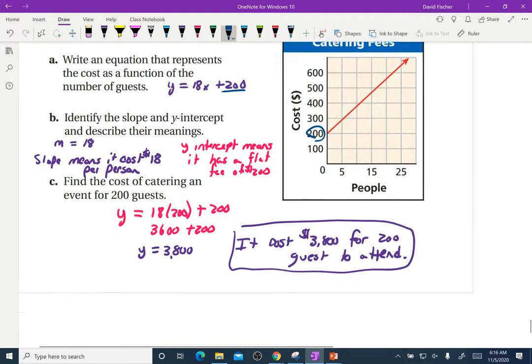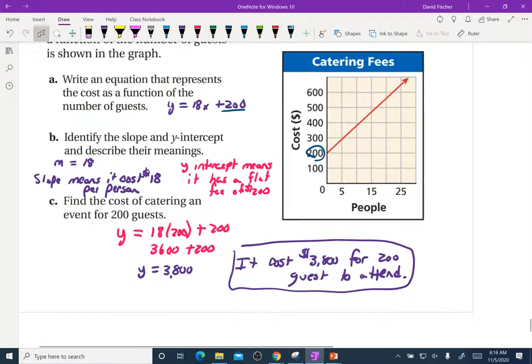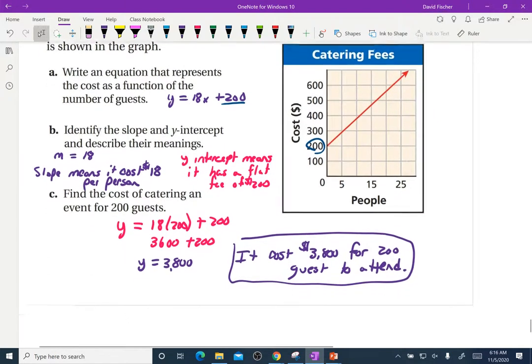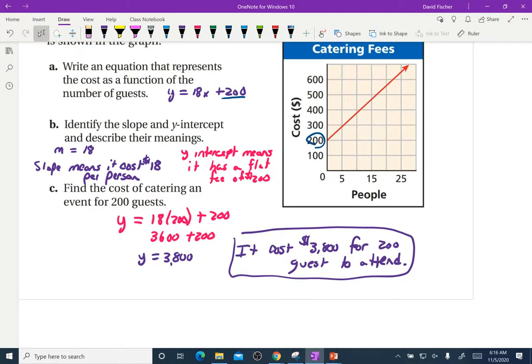Very, very important. What does my slope mean? m equals 18 is my slope. So I identified it, that it costs $18 per person. Again, if you just come back up to the problem up here, we don't even need the graph and those y-axes, okay? It really would be 18 over 1. This is my dollars. This is my people. People is on the x-axis. Dollars is on my y-axis. The y-intercept means it has a flat fee of $200. We talked about that extensively.